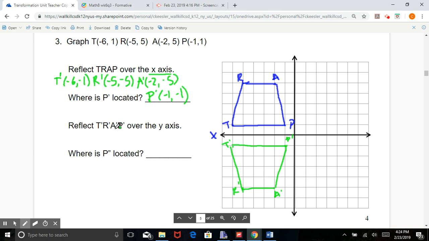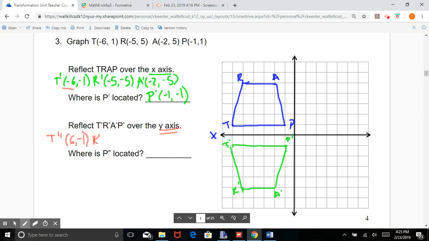So now it says reflect trap prime over the y-axis. So now we're reflecting a prime shape. So our reflected shape is going to have double prime to show that it's a second transformation. So our t double prime is now being reflected over the y-axis, so we have to affect the sign of the x in t prime. So now that x is going to be, instead of -6, it's going to be +6, -1.